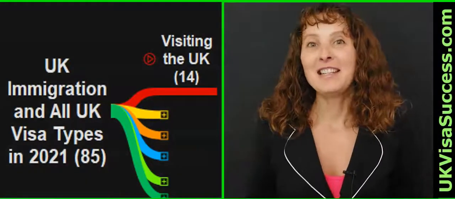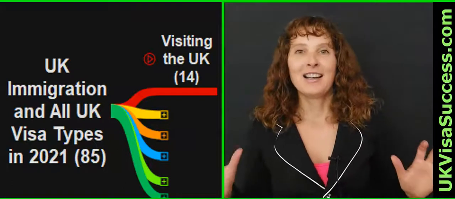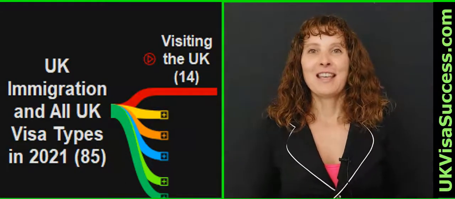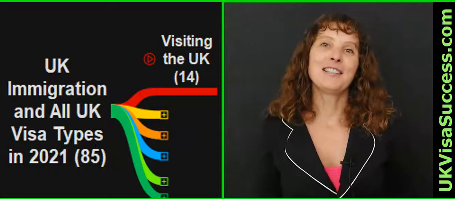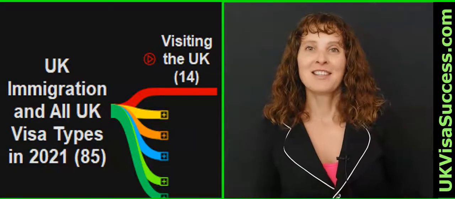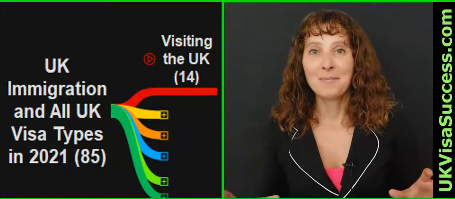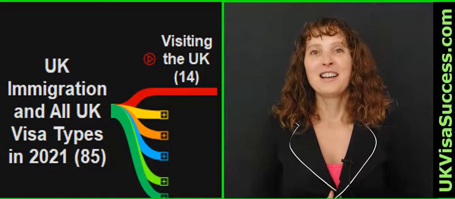There are over 85 different types of visas you can apply for in order to travel to the UK. And I decided to write articles and to create videos to explain these types of visas. So in today's video, we are going to concentrate on the temporary visas for visitors.